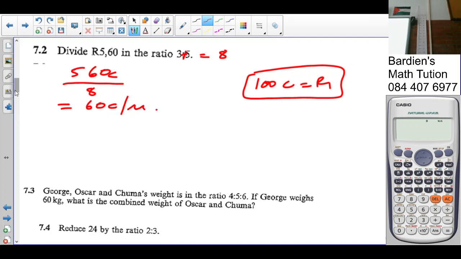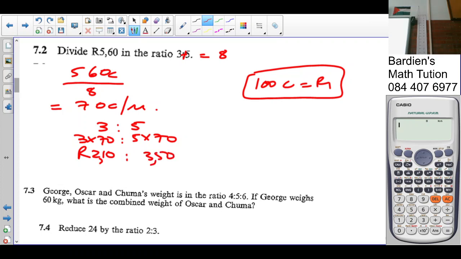Is it 70 cents? Yeah, you see, that's why I asked. I wasn't sure. So 7 times 8 is 56, eh? So what's 8 times 6? 48. Yes, you're right. So it's 70 cents per unit. So if you look at 3:5, that means it's 3 times 70 and 5 times 70. So it's 210 cents is to 350 cents.